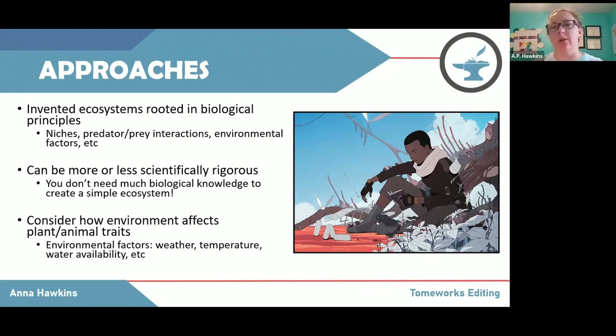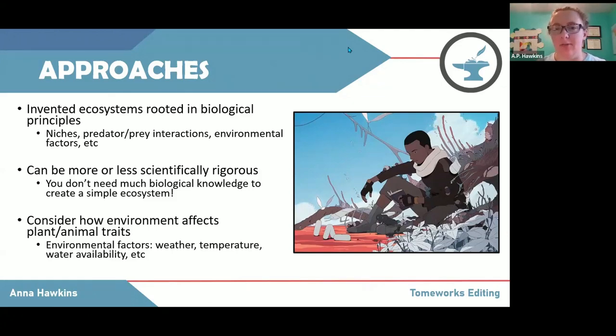You just need to think about the ecosystems on Earth that you are familiar with, and what kinds of animals and plants live there, and think about how they interact with each other. And mainly, I think the main thing when you're inventing a world is to consider how the environment, which would be your weather, temperature, water availability, your geography, things like that, affects the plants and animals that grow there.